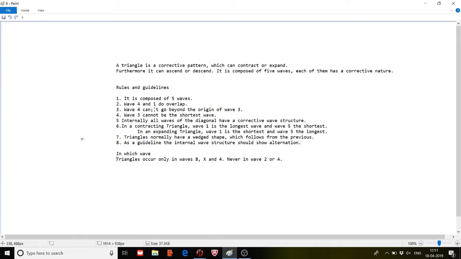In here also, wave 3 cannot be the shortest wave. As in our Elliott wave principle, wave 3 should be the longest one. Here also it is noted that wave 3 cannot be the shortest one. At least it should be bigger than the other 4 waves. In the contracting triangle, obviously wave 1 is the longest one, just as we have seen in the diagram, and wave 5 will be the shortest one. And opposite to that, the expanding triangle, I will show you on Monday.